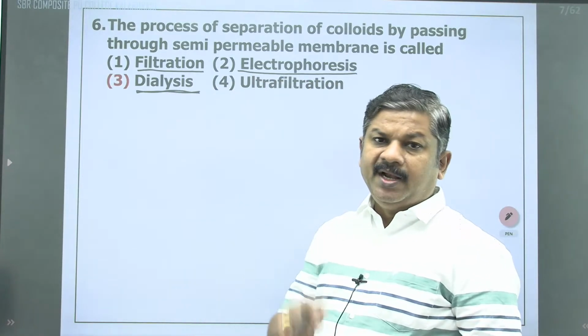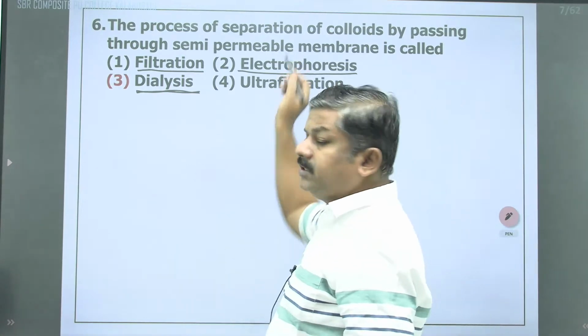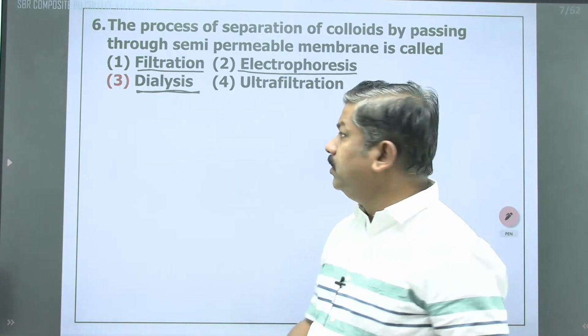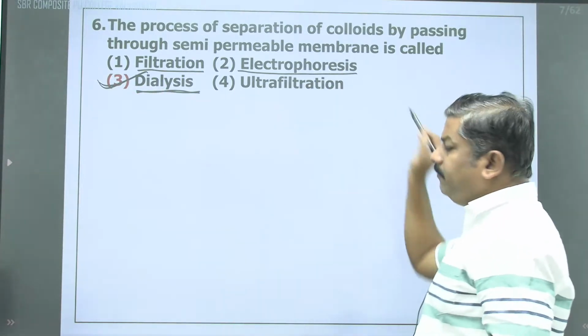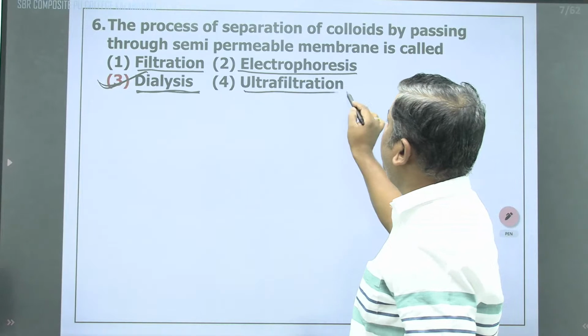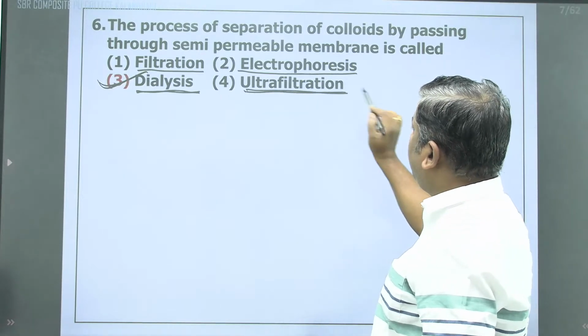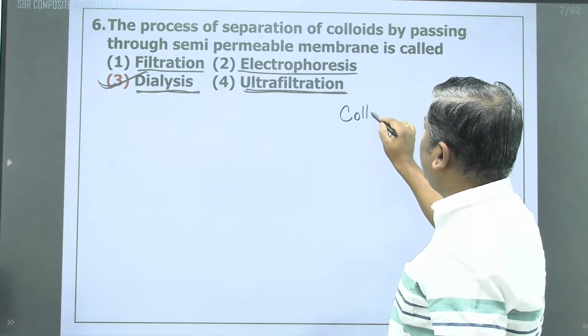Dialysis process. Dialysis is applicable for the separation of the colloid from the true solution particles. So the correct option for this one is the third one. Ultrafiltration. This can be done by dipping the filter paper in a solution of collodion.